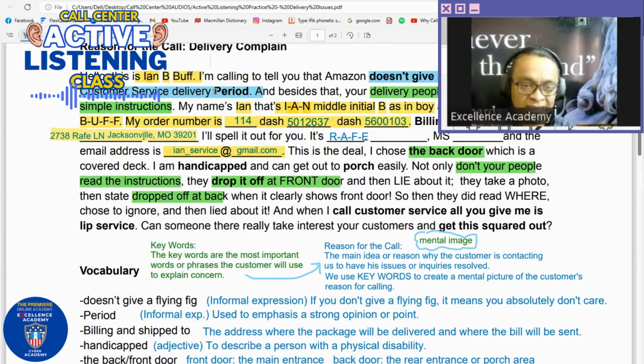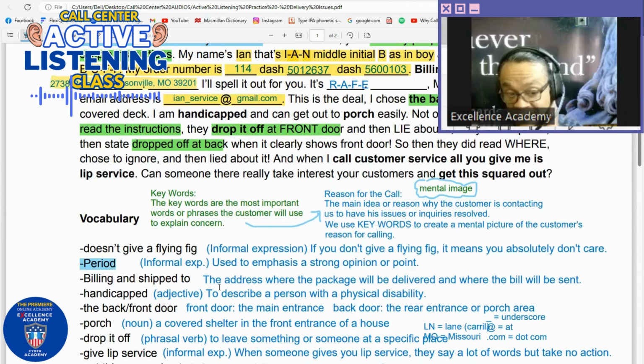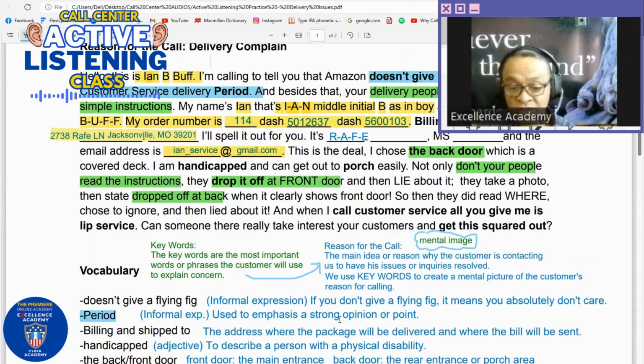And he finishes the sentence with the word period. Period here means, look at the vocabulary down here, it's an informal expression, and it's used to emphasize a strong opinion or feeling. So if you say at the end of the period, which is the dot that finishes a sentence, you're emphasizing a very strong emotion or a strong feeling.